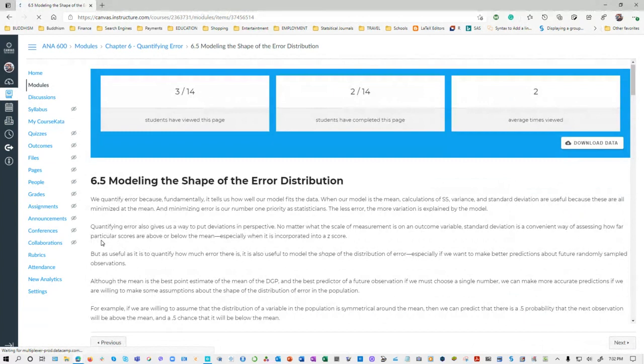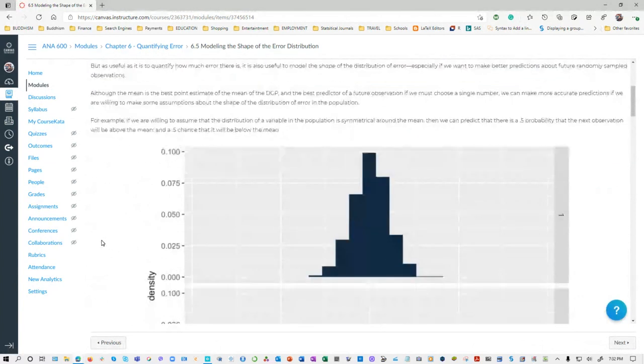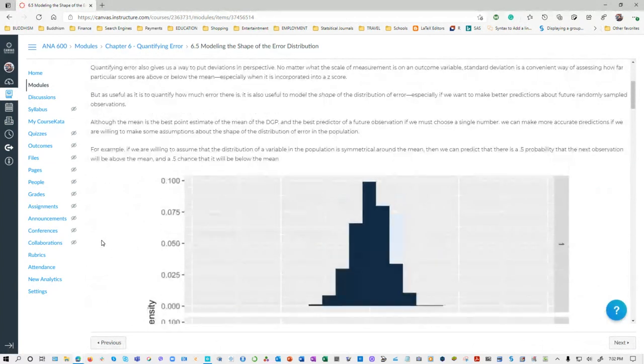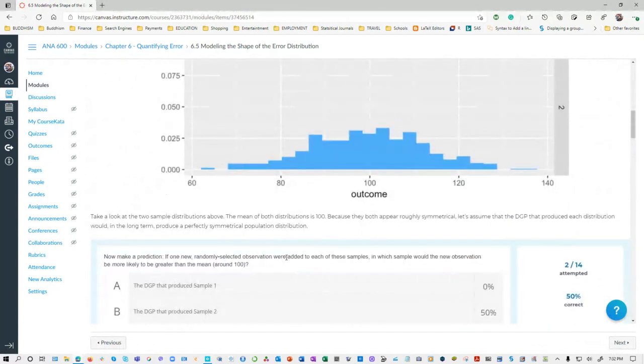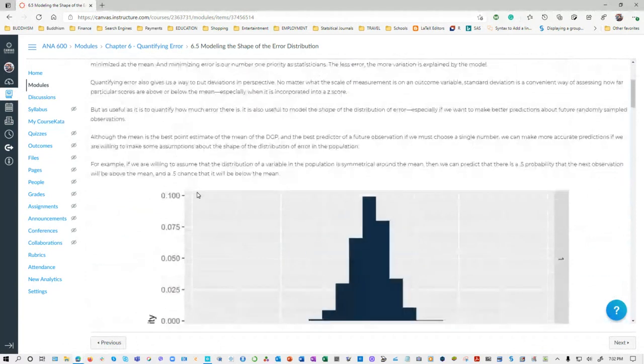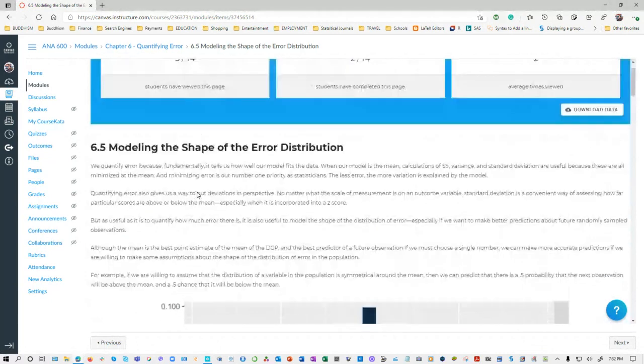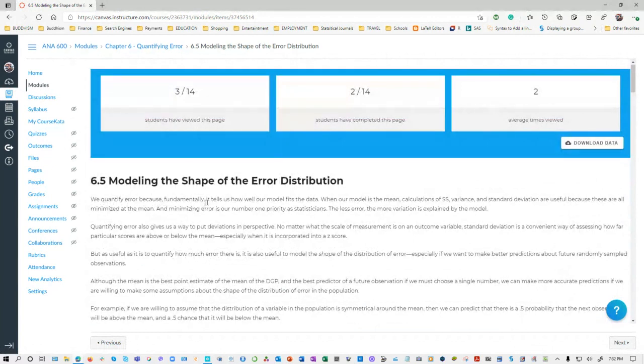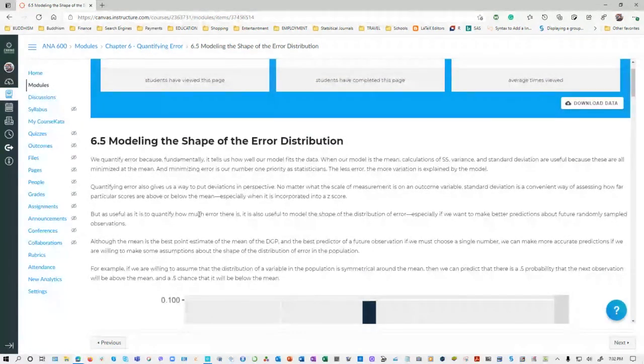So let's see, modeling the shape of the error distribution. Now let's go ahead and pay attention to the error distribution. You can remember that error term is the same as the original data distribution. We quantify error because fundamentally it tells us how well our model fits the data. When our model is the mean, calculating the sum of squared residuals or variance and standard deviation are useful because these are all minimized at the mean. And minimizing error is our number one priority as a statistician, I mentioned.